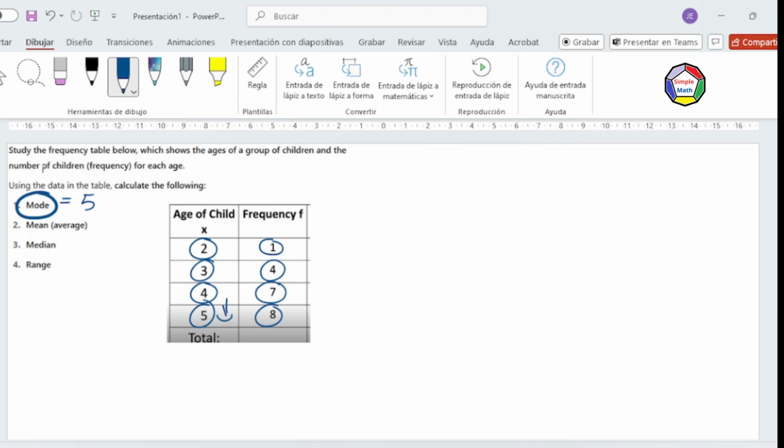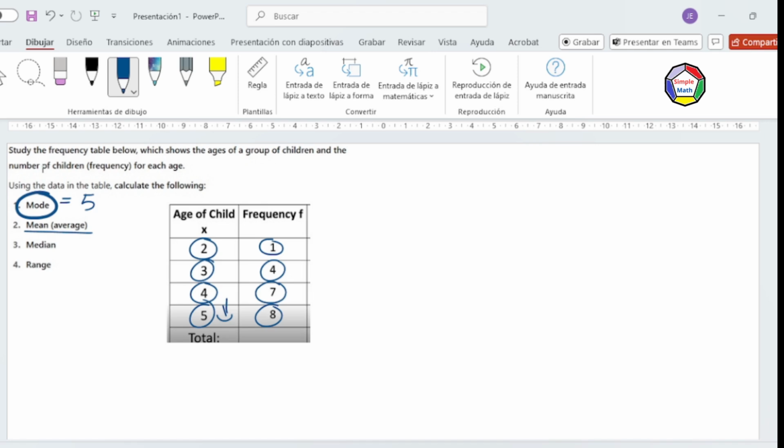Okay, now I'm going to calculate the mean, the average. How do we calculate the average? It's very easy. We need to add all the numbers and then divide by the amount of numbers that we have. So first we have to add all the numbers.